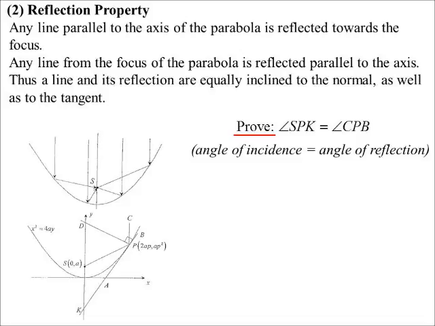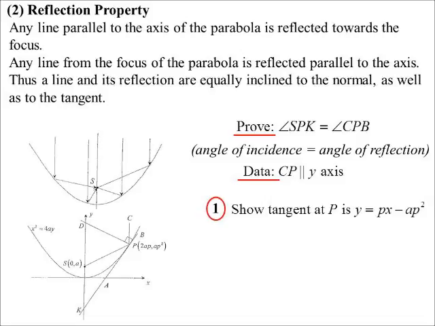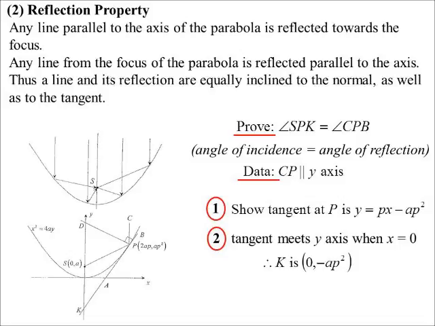So I'm going to prove angle of incidence is equal to angle of reflection. So CP is going to be parallel to the y-axis, if this is going to be true, because we want all those light rays, bang, we want them to go forward. So the first thing I would do in this proof, and I'm not going to do it again because we've done it several times, but I could go and show the equation of that tangent at P is y equals px minus ap squared. Now from there I can work out the coordinates of K. It's going to meet the y-axis when x equals 0. So I know the coordinates become (0, minus ap squared).